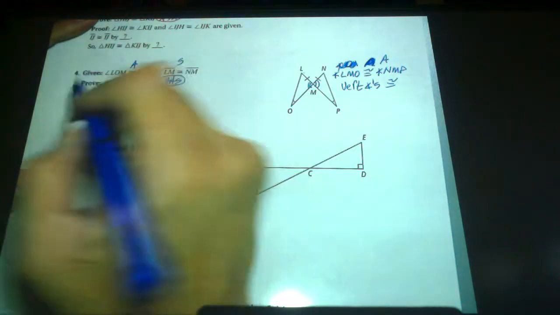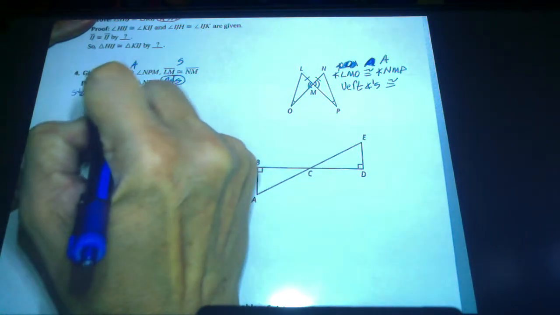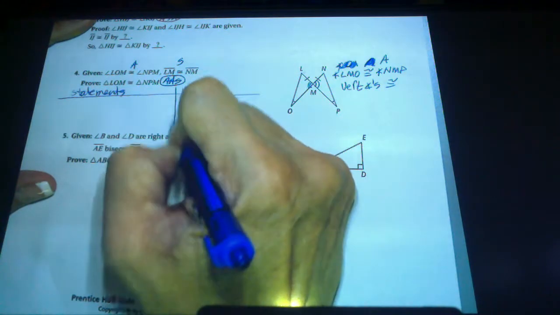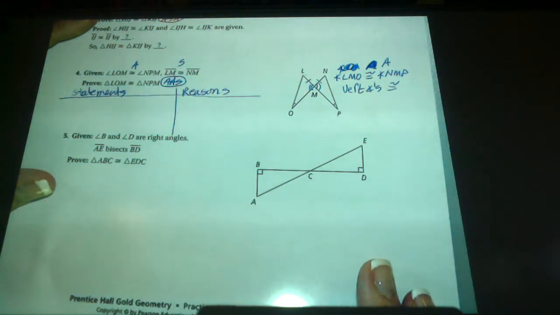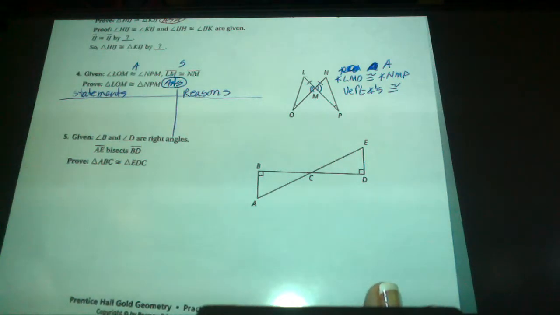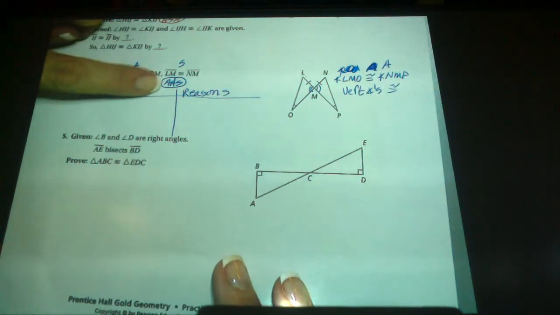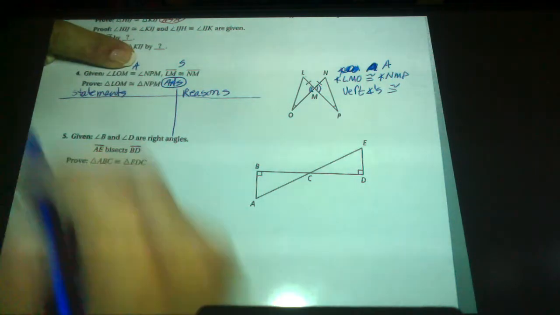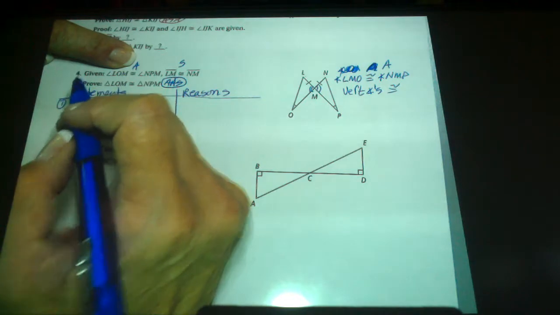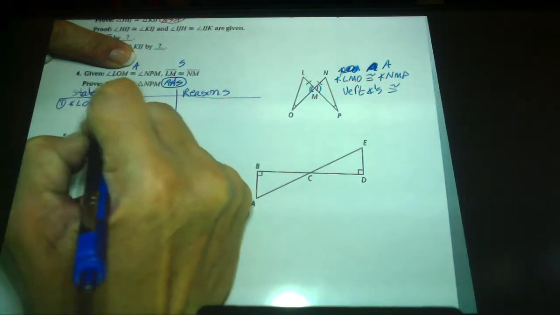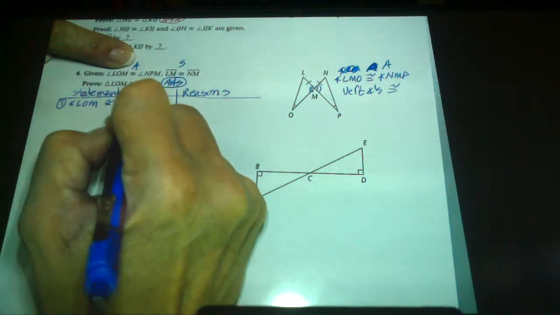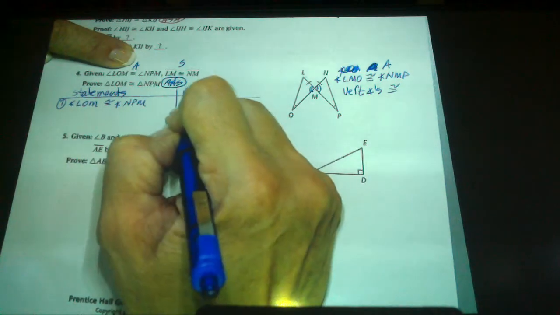And so, here we go. All right, so here are my statements and my reasons. It doesn't look very different, does it? No. Yeah, it is a different one. All right, so for my first statement, I'm going to start with one of my givens, and I want to do A first, so the only A in my given is this one. So step one: angle LOM is congruent to angle NPM, and that's given.